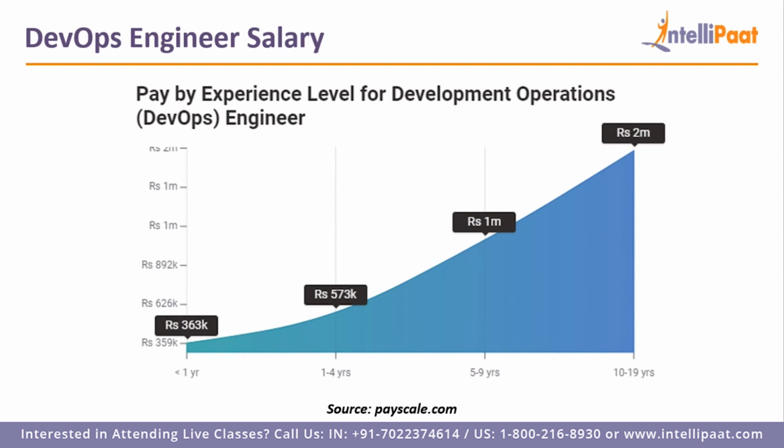So if you have less than 1 year experience, you might get up to 3.63 lakhs or 363k in Indian rupees. And with 1 to 4 years of experience, you can get up to 5.73 lakhs per annum. And then with 5 to 9 years of experience, you can go up to 1 million rupees, that is 10 lakh rupees. And with 10 to 19 years of experience, more than 10 years of experience, you can get up to 2 million, that is 20 lakhs per annum. So this was provided by payscale.com.